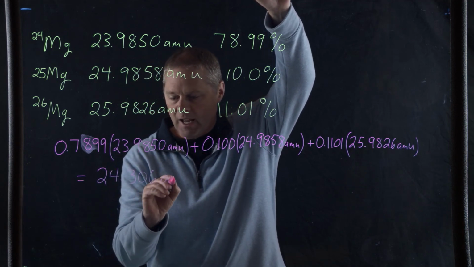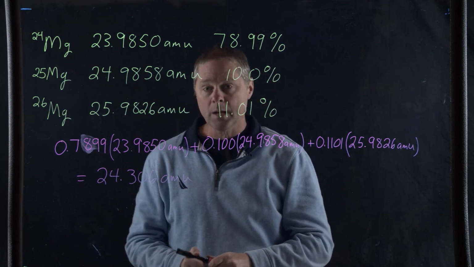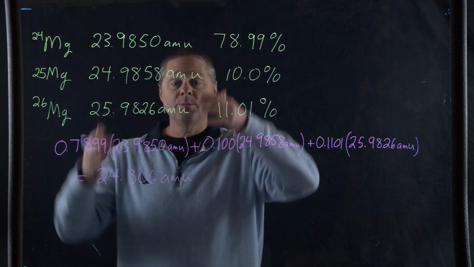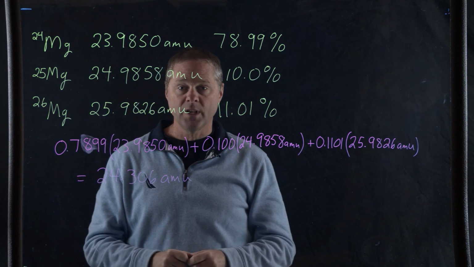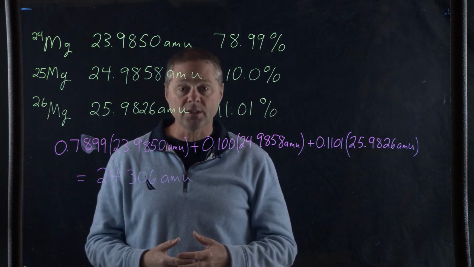When you do this arithmetic, what you end up with is 24.306 AMU, which will match very close to what you find on a periodic table, because the periodic table's atomic mass for magnesium is going to be the weighted average of all three of these isotopes. If you have any questions on this problem or any problems similar to this, please let me know.